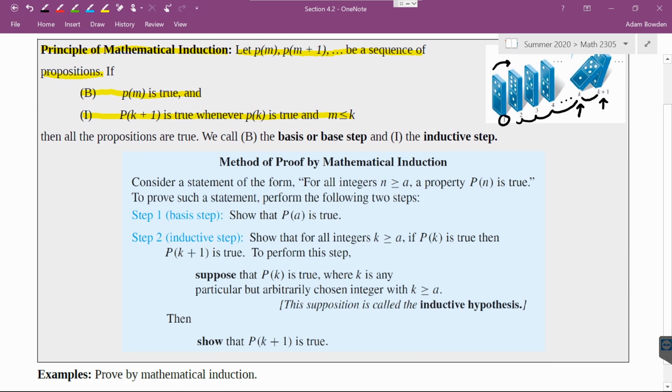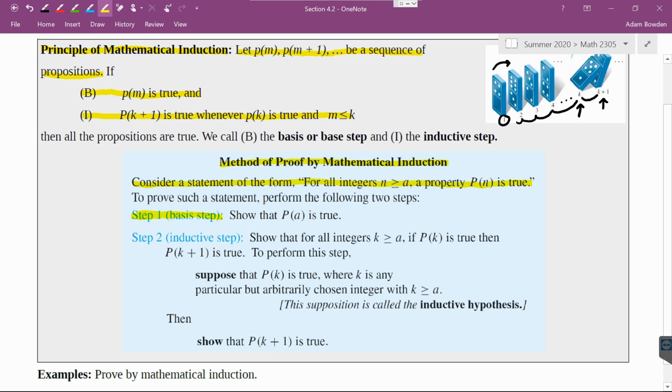Here's another statement that includes a little bit more verbiage to it. Method of proof by mathematical induction. And so let's think of it this way. It says consider a statement of the form for all integers greater than or equal to a, property P of n is true. We prove this by mathematical induction in 2 steps.